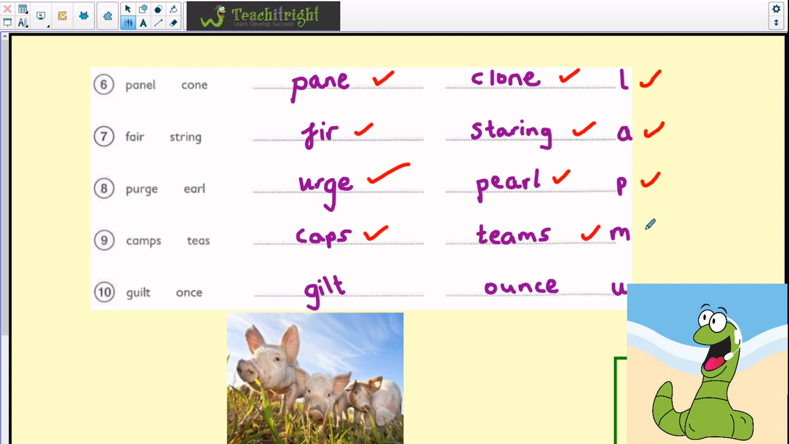Capes and teams, it's the M that moves from camps into T's. And then we've got gilt and once. Now a gilt is also a small piglet. So if you didn't know that, another good word for your word and meaning book. And then we've got ounce. Well done if you managed to get all of those. Some quite tricky vocabulary in there. So if you need to pause it and record any down, you can.